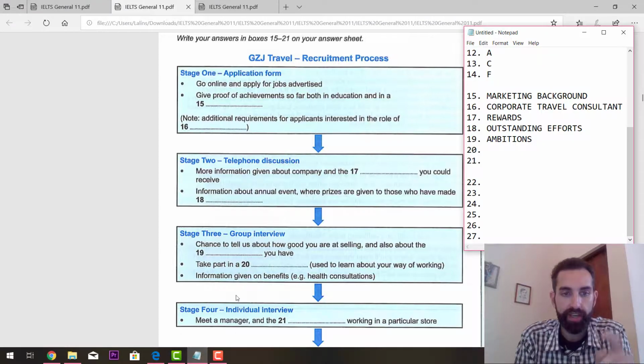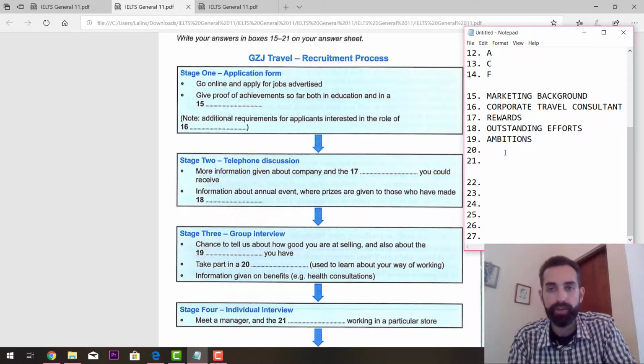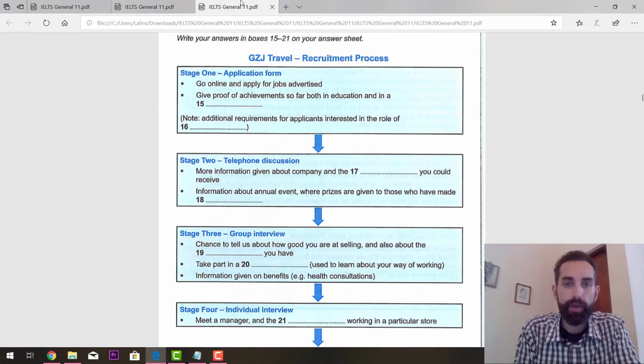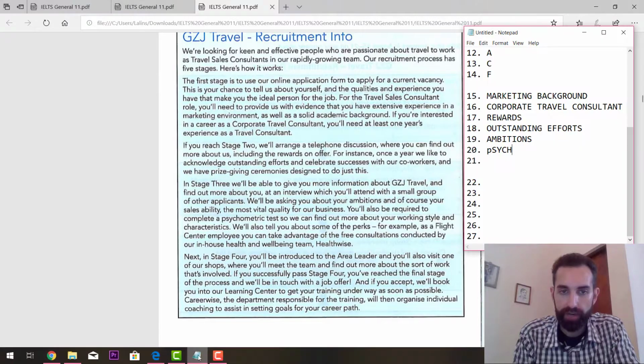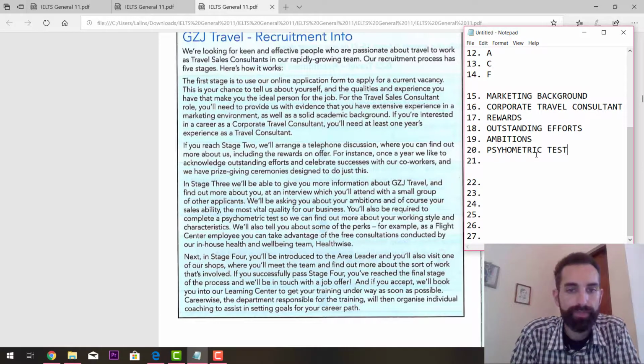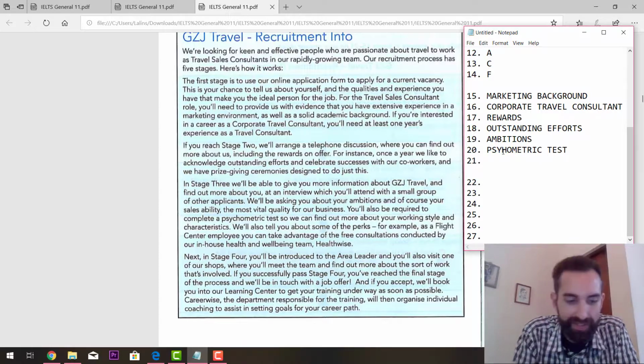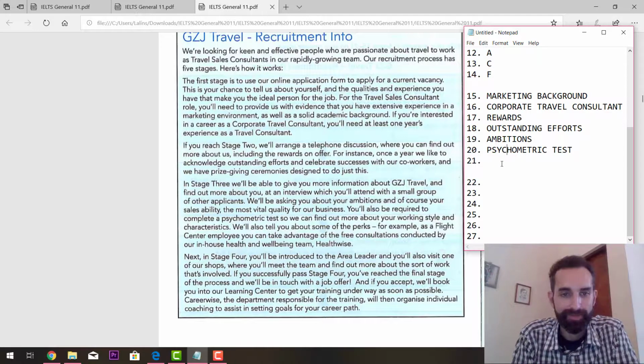They want you to take part in a psychometric test so that they can learn about your way of working, your working style, your style of working. So yeah, if you have trouble spelling something, obviously look how it's spelled there. Psychometric. Oh, sorry, let's put that all in caps. Psychometric test. Boom. So that is 20.